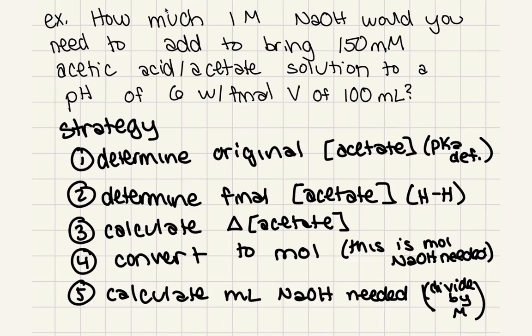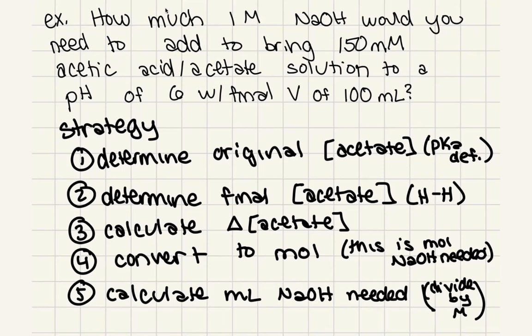So we have 150 millimolar, we want our final solution to have 150 millimolar worth of some combination of acetic acid and acetate. So that's going to be where we have our HA plus our A minus equal to 0.15. And now we want to bring it to a pH of 6. We knew before that if we had 100 milliliters of 150 millimolar solution of acetic acid and acetate, we are going to end up with a pH of about 2.8, which is way lower than we actually want. So we're going to think we're going to need to add a lot of base, right?